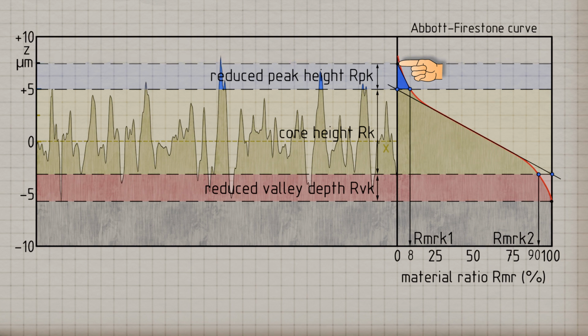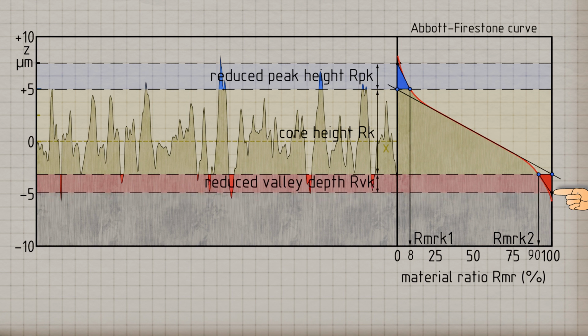This definition of reduced peak height is much less sensitive to individual profile outliers. Analogously, the reduced valley depth is determined using an area-equivalent triangle. For this purpose, the area of the profile valleys below the core profile is first calculated. Then, in the diagram, a triangle with the same area is constructed, whose width corresponds to the distance between the material ratio RMRK2 and the diagram axis. The height of this triangle then represents the reduced valley depth RVK. This method also prevents a single outlier from having too much influence on the reduced valley depth.